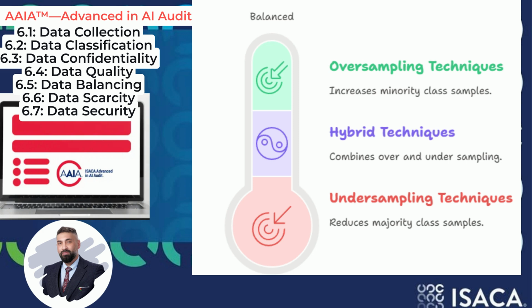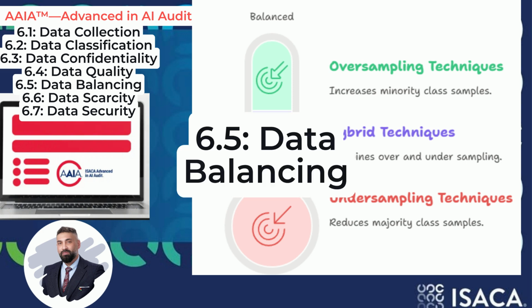Version control for datasets. Just like code, datasets used for AI should be versioned so that experiments are reproducible and changes can be tracked. Documentation of data quality processes. Thoroughly document all data quality assessment and improvement processes for transparency and auditability. AI is addressed in section 6.5, data balancing.